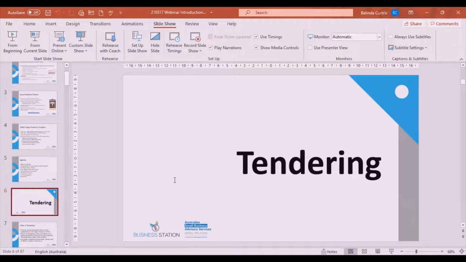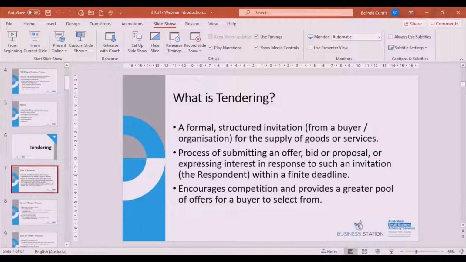All right, so we're on the slide there. What is tendering? So I'm just going to give a brief overview of what it is. Now, you've probably heard of different terms. You have bid, proposal, that sort of thing, quotes and the like. I'm using tendering as a catch-all term, but it really is a structured invitation.